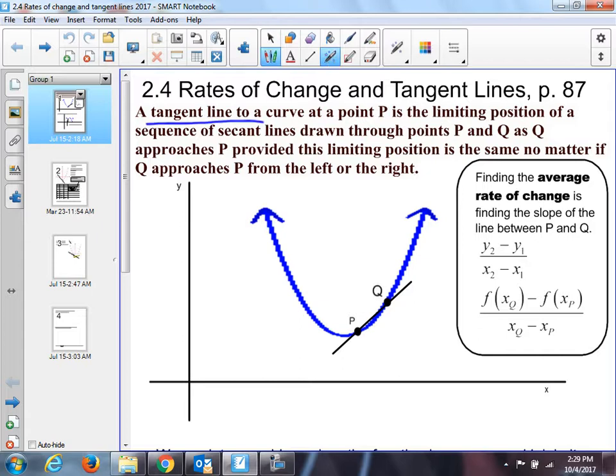A tangent line to a curve at a point P is the limiting position of a sequence of secant lines drawn through P and Q, as Q approaches P, provided the limiting position is the same, no matter if Q approaches P from the left or the right. Well, that was a mouthful. What am I talking about? Okay, let's stop and think here.